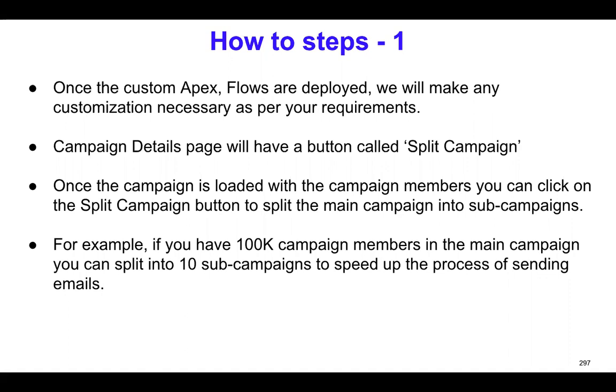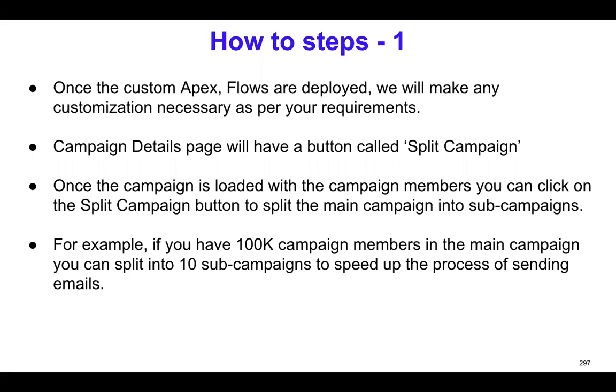Once a campaign is ready, meaning you have to create a campaign, you have to have campaign members, and you have to make sure that you have a template available, all of that should be ready. Then you just go to the campaign and click on the button called split campaign to split your campaign into sub-campaigns. As I explained, if you have 100K, ideally you should just split it 10K each, meaning 10 sub-campaigns. That'll trigger 10 sub-processes, or it'll create 10 different outreaches.